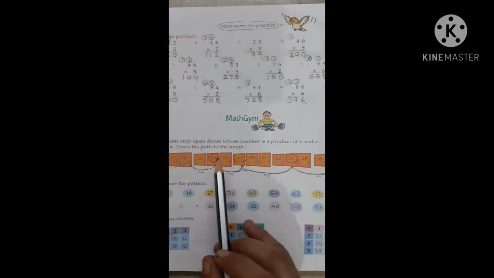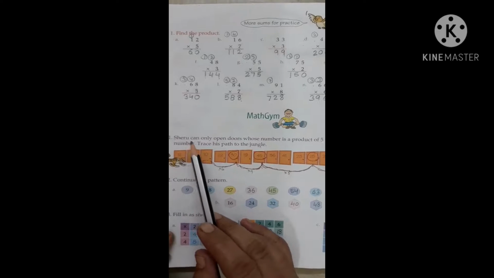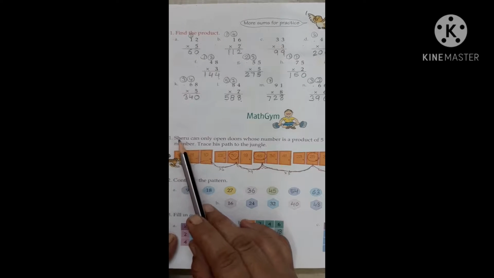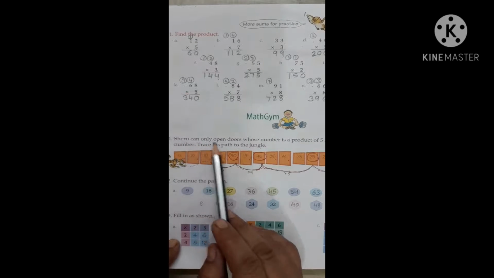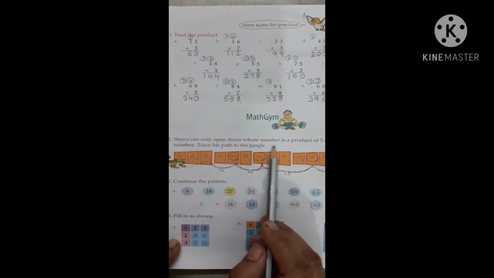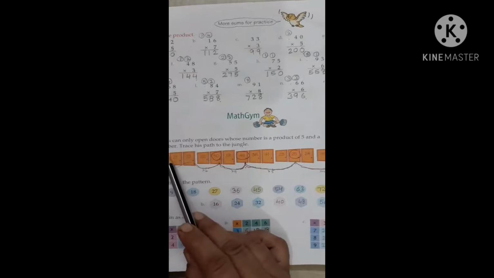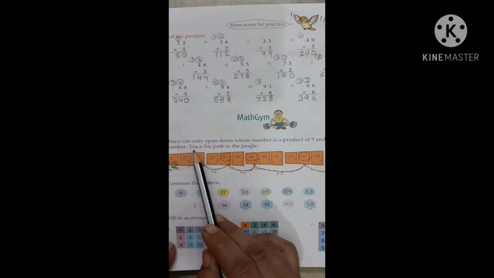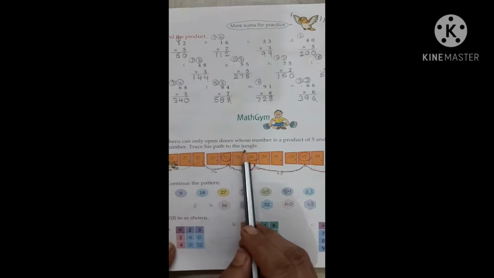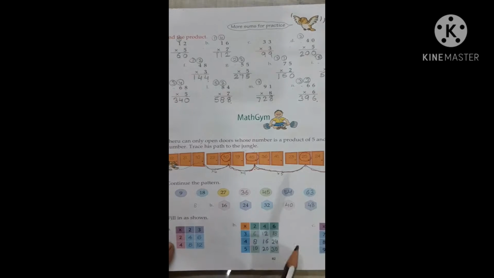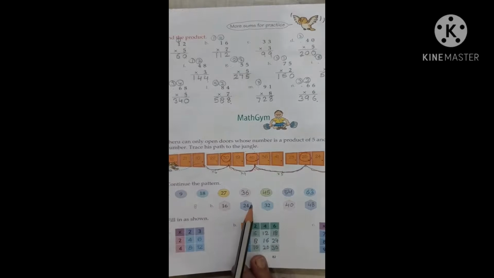Math gym. Student, first question is, Sheru can only open doors whose number is a product of 5 and a number. Trace his path to the jungle. So you have to find out his path.